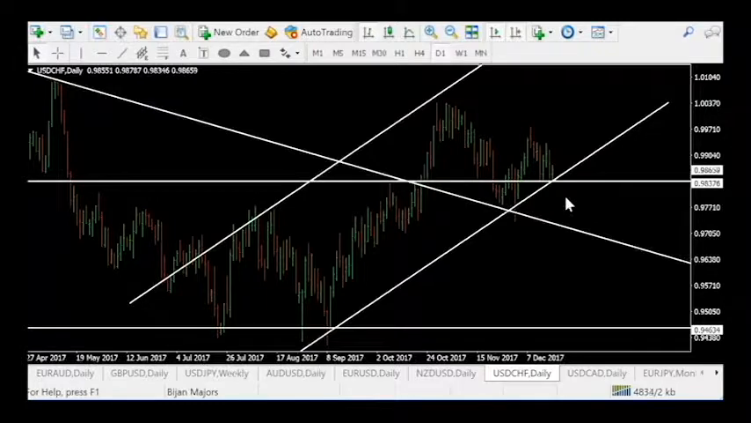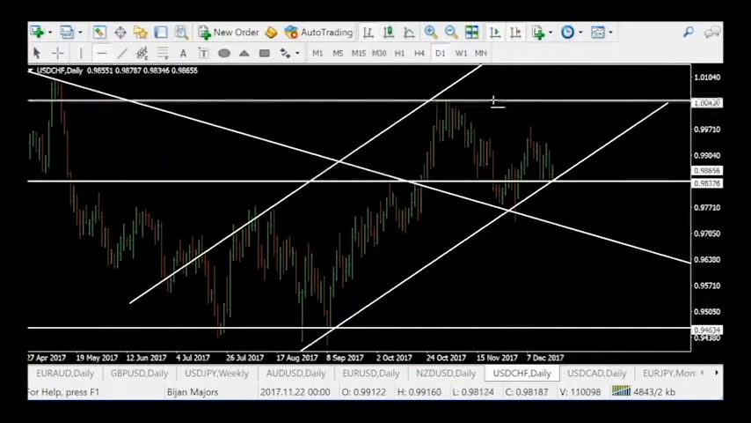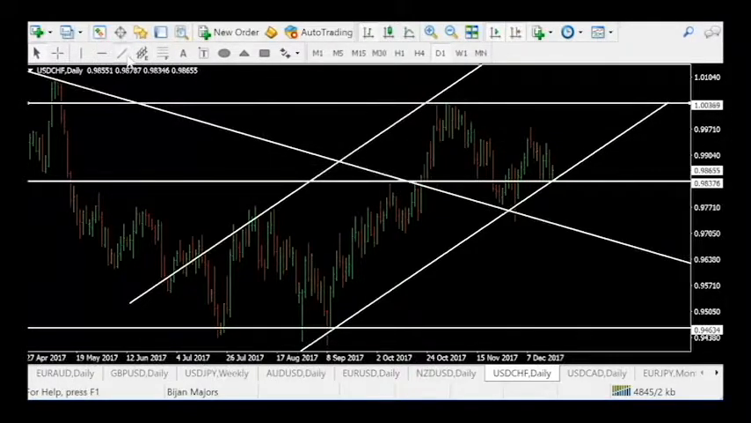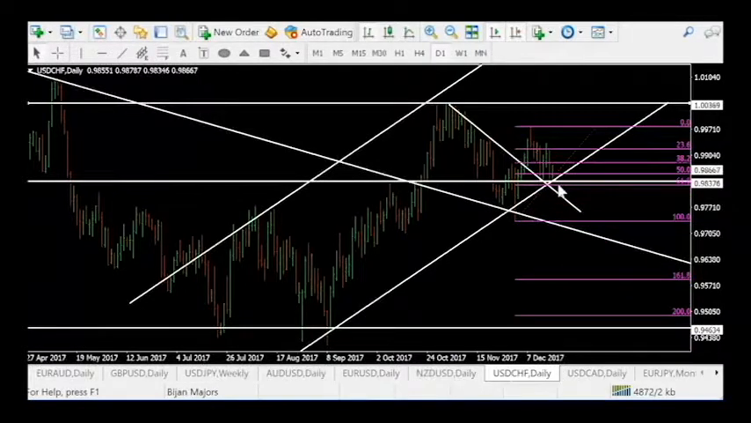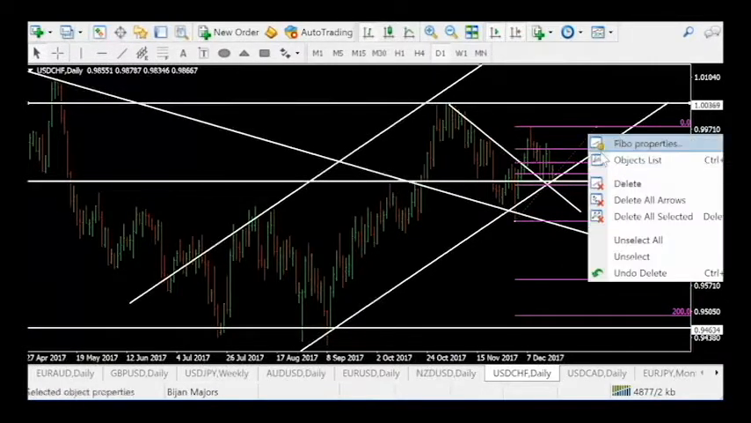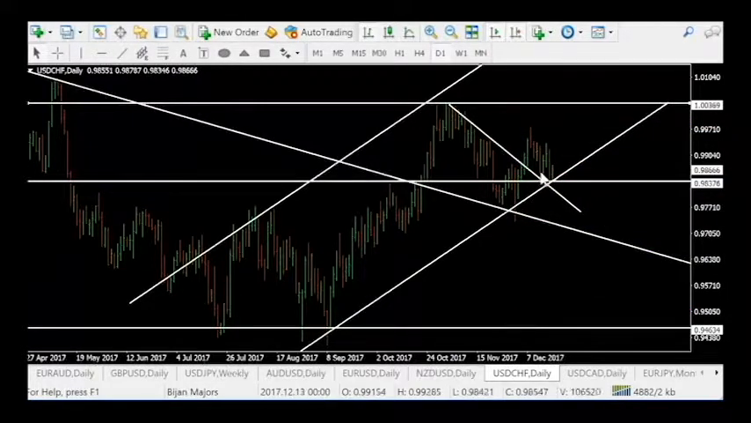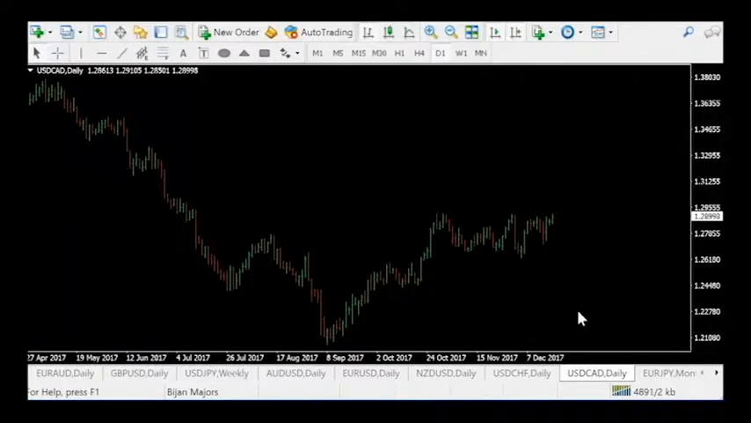So if I want to go long, it's a buy signal right there. It's a long signal, but let's put a Fibonacci. The Fibonacci retracement is about 61.8, a good retracement. Just wait for the strong signal and then we can go long. All right, USD CAD.